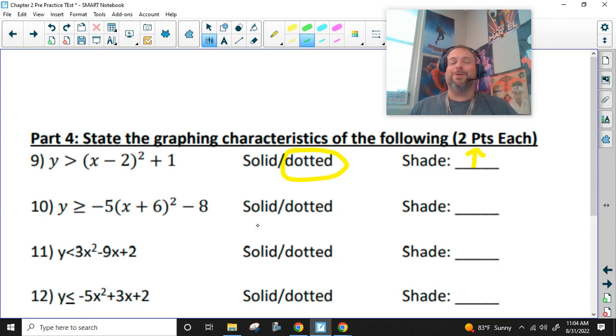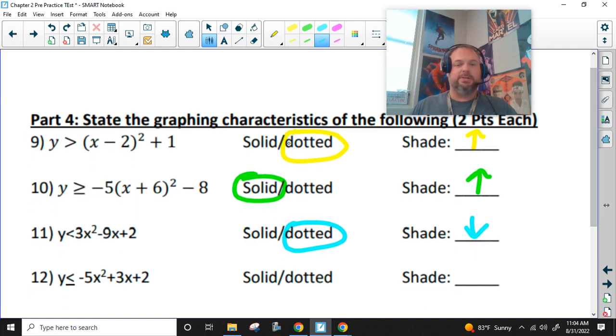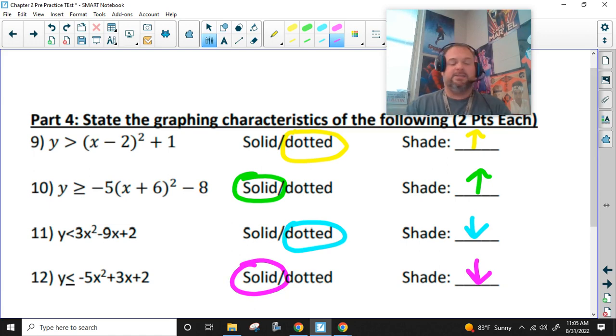Okay, so number 10, is this solid or dotted? Solid. And which way do we shade? Up. This one is dotted because no line, and we would shade down because the Y is not being eaten. Chompa, chompa, chompa. And 12, this is solid, and we would shade down. Chompa, chompa, chompa. Okay, so that is our first little in-class review.